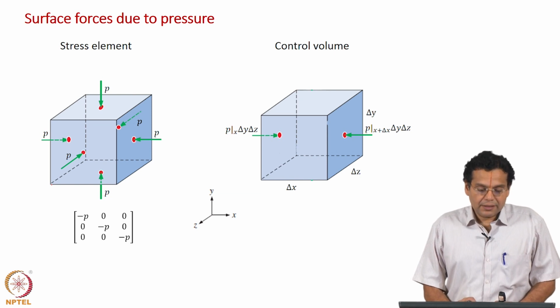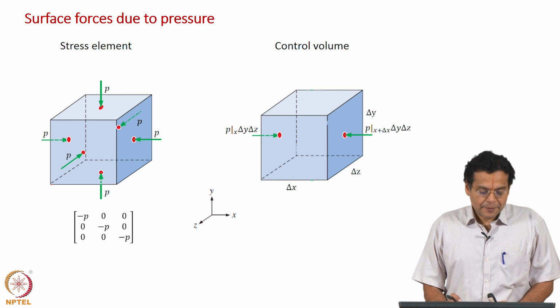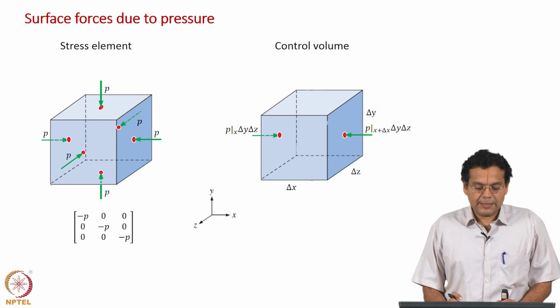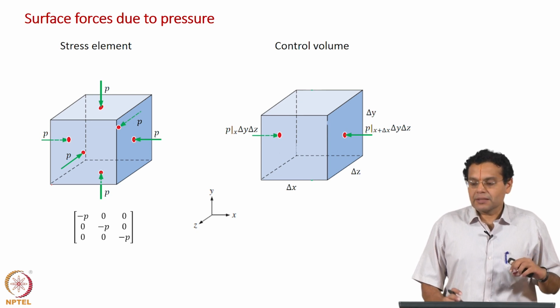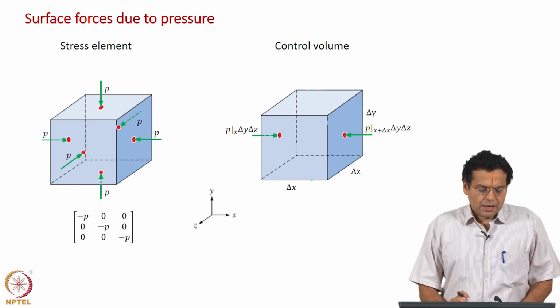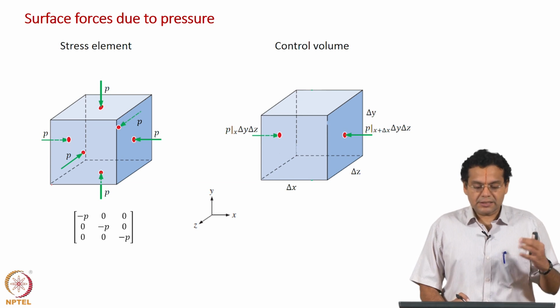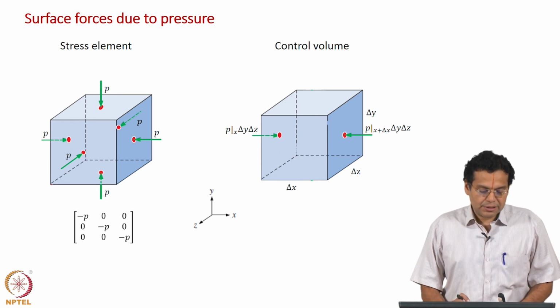First, we will explain the surface forces due to pressure, because it is a little simpler to understand. The first and most important observation from this slide is that the left hand side shows a stress element, and the right hand side figure shows a control volume. How do you usually distinguish them, and what are the differences? We have discussed stress elements in previous classes, more with solids and of course with fluids as well. We discussed control volumes several times.